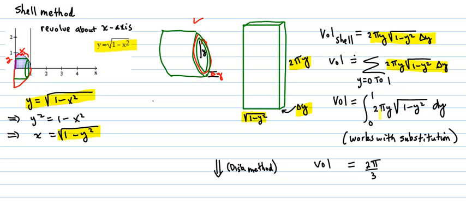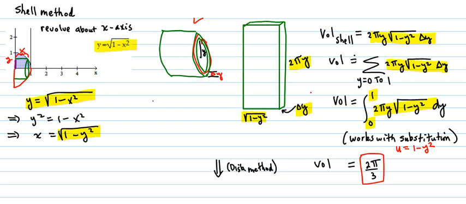The exact value is here, this integral from 0 to 1. And you can do substitution on that, letting u be equal to 1 minus y squared, and then things will work out. And when you do that, you'll get 2 pi over 3.